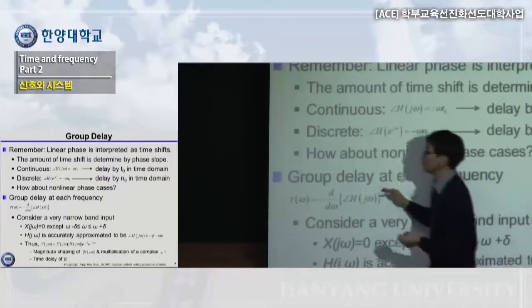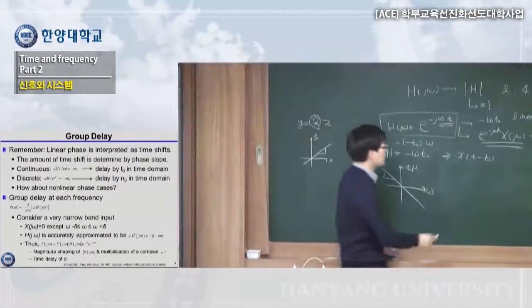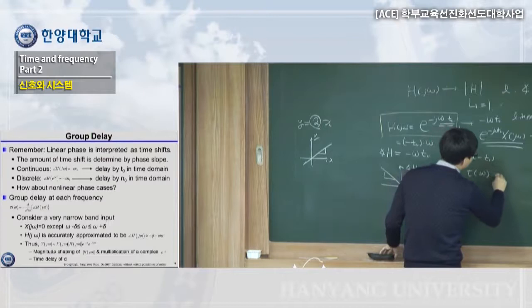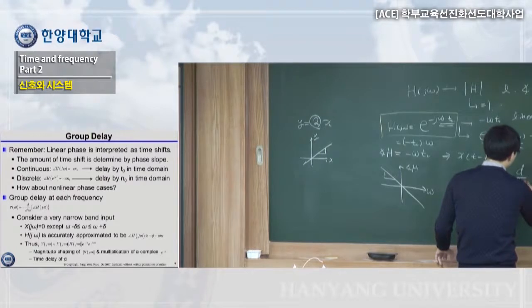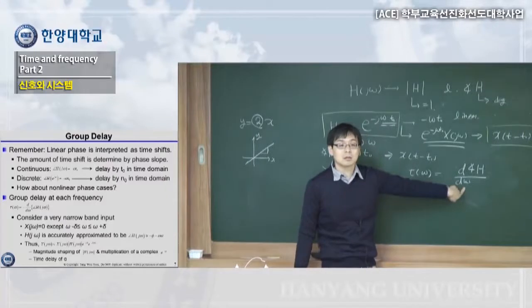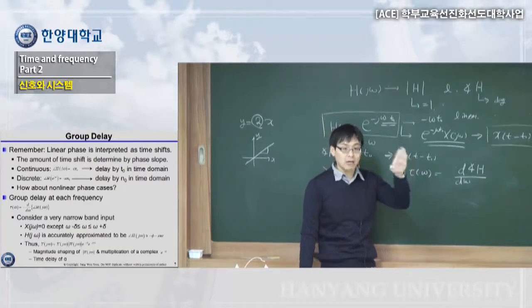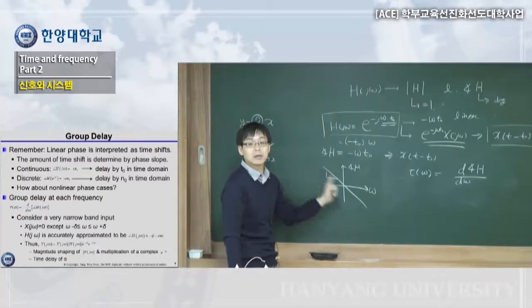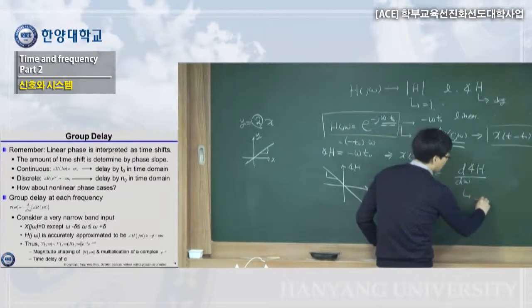So we introduce a new concept, say group delay. Group delay is given by, let's say, this. This is what? This is the slope, right? This is the angle, right? And typically in this case, it is given by minus t.